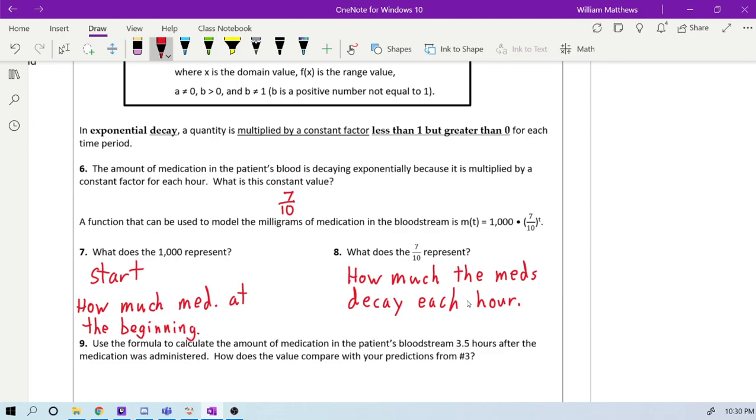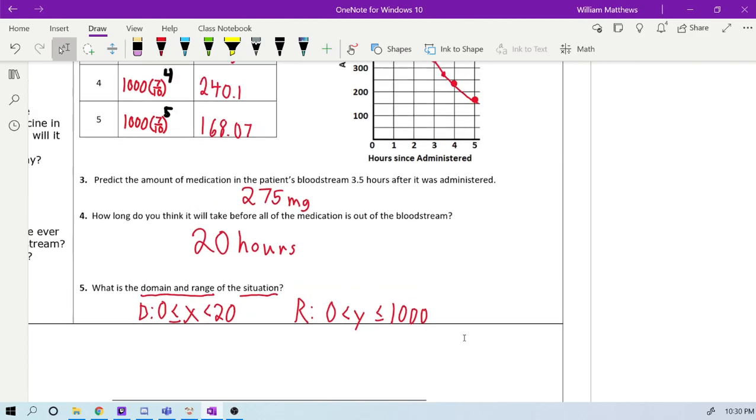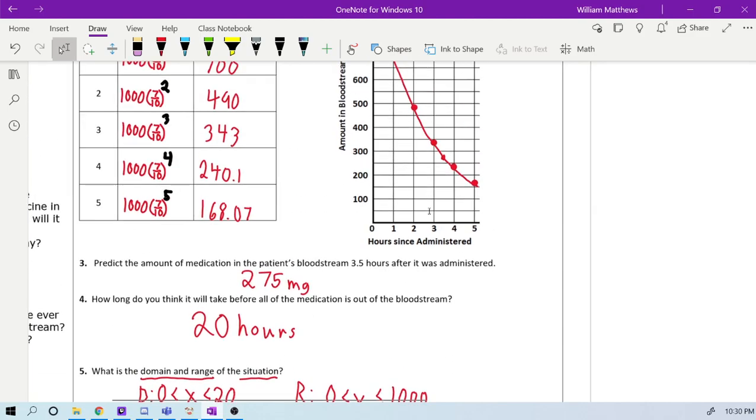The last one, it says use the formula to calculate the amount of medication in the patient's bloodstream 3.5 hours after the medication was administered. And it also wants us to compare to problem number 3. So looking back at problem number 3, we used the graph that was based off of the table to find an approximate value of 275 milligrams.